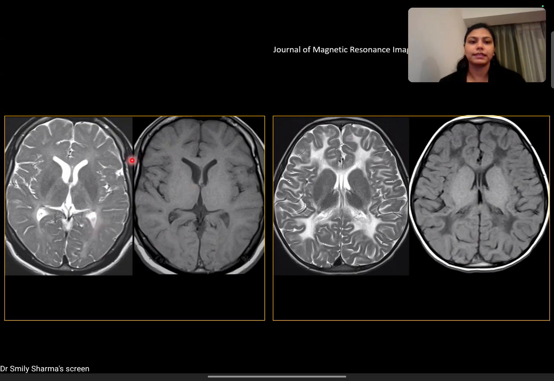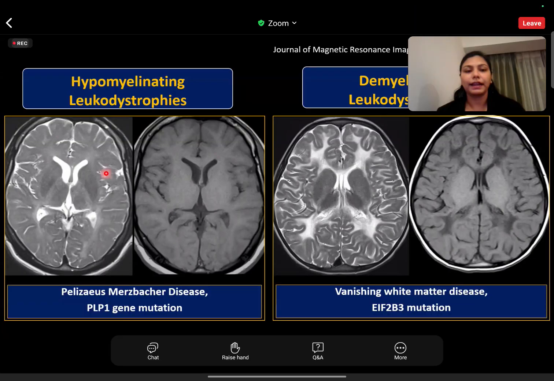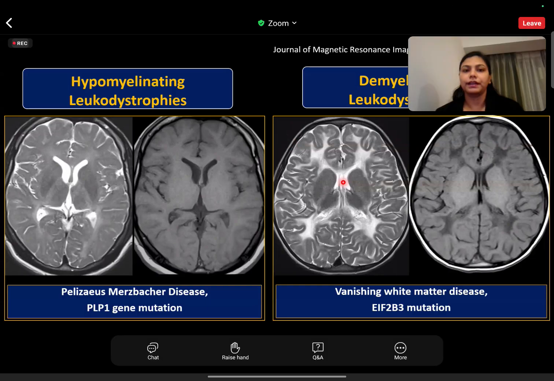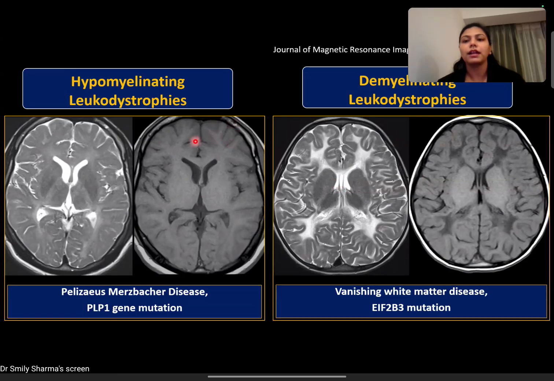So as we discussed last time, how to recognize hypomyelination on MR is that we see abnormal hyperintense signal of the white matter on T2 weighted image. However, this abnormal signal is just mildly hyperintense, whereas in demyelinating leukodystrophies, the signal of the white matter is more conspicuously hyperintense on T2 weighted image. On T1 weighted image, demyelinating leukodystrophies will have a hypointense signal, whereas in hypomyelinating leukodystrophies it may be hyper, hypo or iso depending upon the amount of myelin deposited.